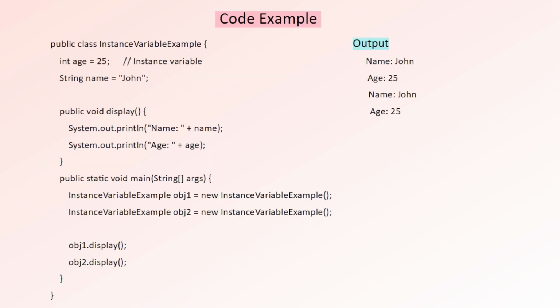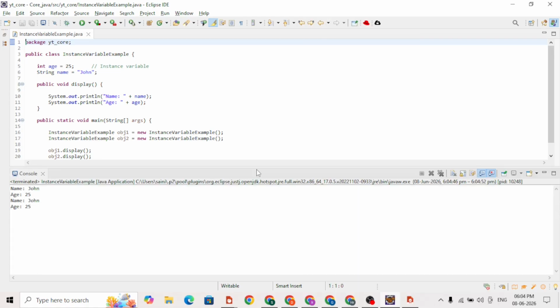Here we declared age and name inside the class but outside the methods. Now inside the main method, we created two objects. Here both objects can access these variables through the display method. Since instance variables belong to the objects, each object can have its own values if we assign different values to them. Now let's run this code. So simply we got the output here.